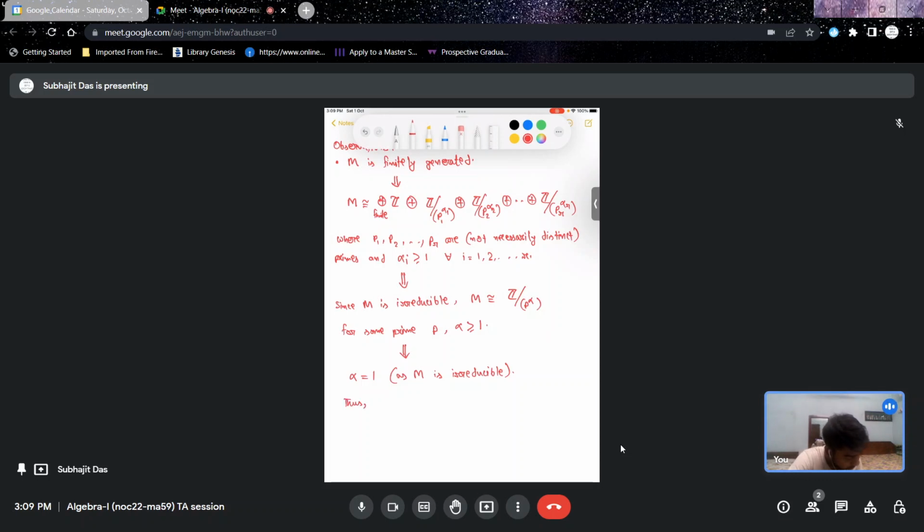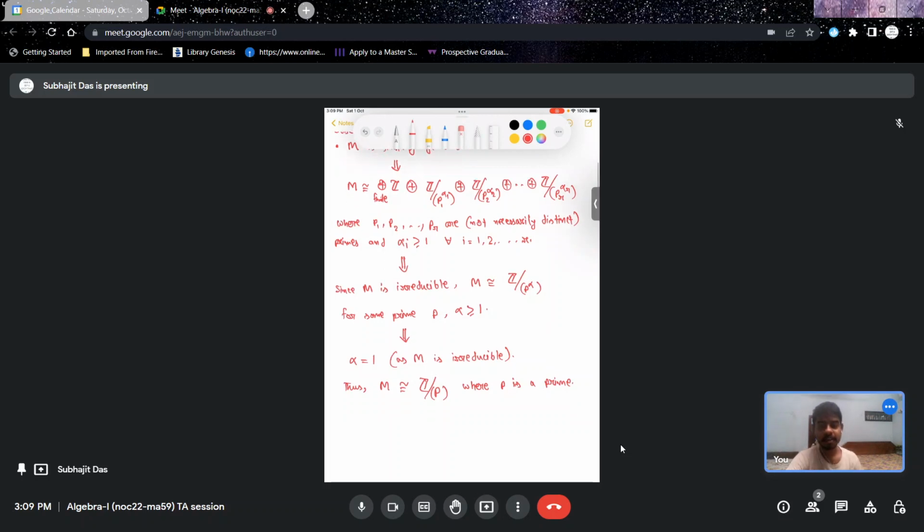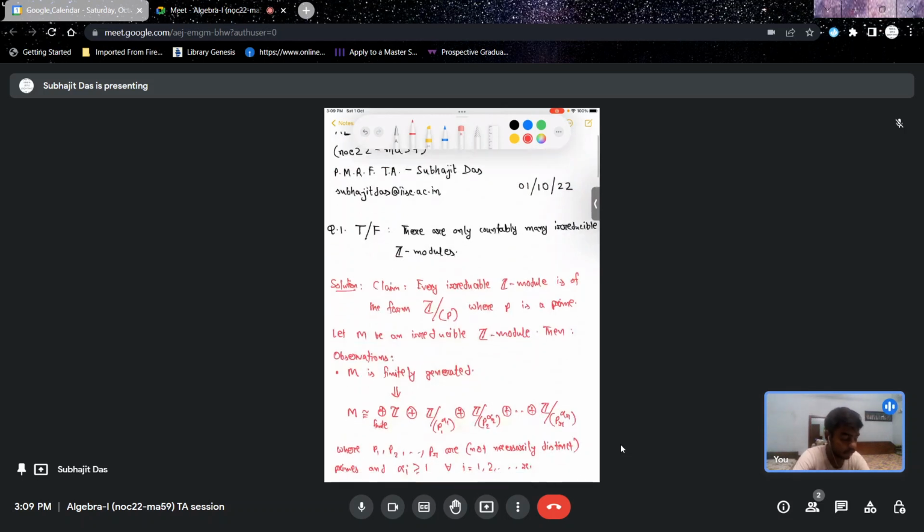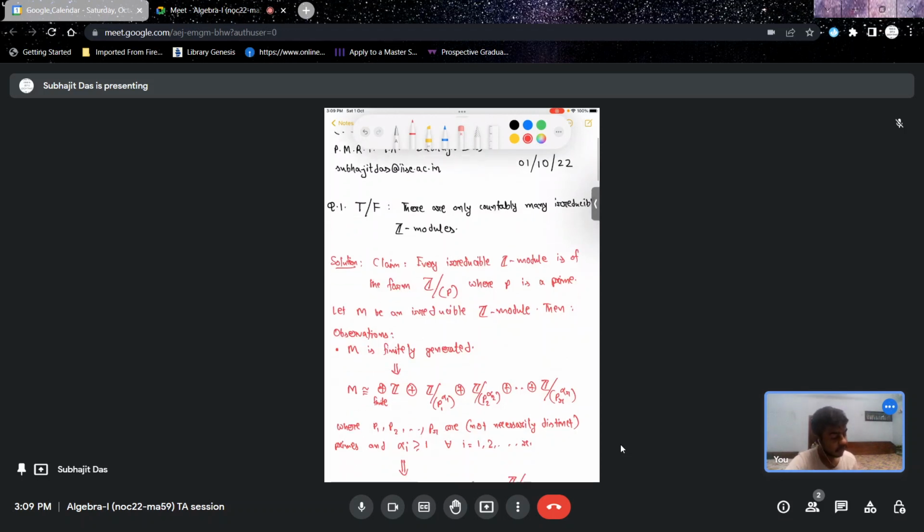Thus m is basically isomorphic to Z mod the ideal generated by p, where p is a prime, right? And that basically says that every irreducible Z module is of the form Z mod the ideal generated by p, where p is a prime, right? And that's it, it's as simple as that.